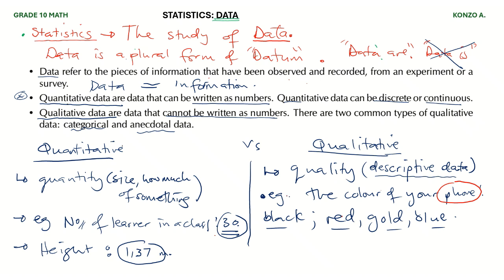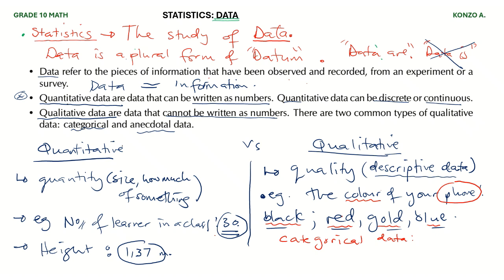And what this kind of data tells us is the quality of that particular object, and the quality in this case is the color. I don't know if that makes sense. So that's about it in terms of qualitative data. And this, by the way, what I've written here, is an example of what we call categorical data. It's categorical data because it gives us some kind of group or category. We can think of it as a group of black phones or a category of gold phones.